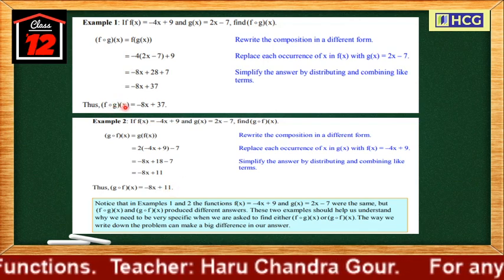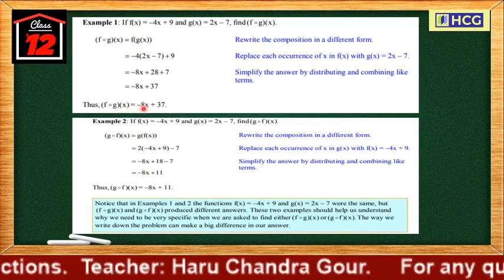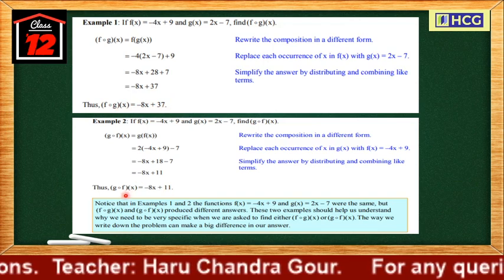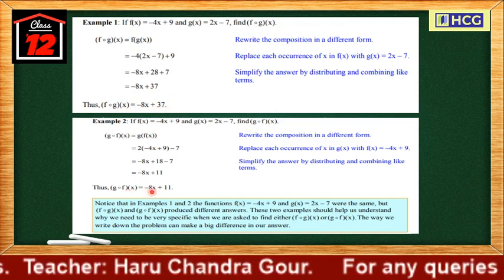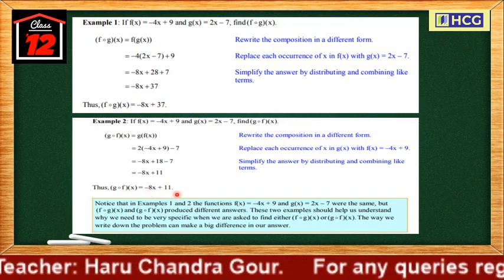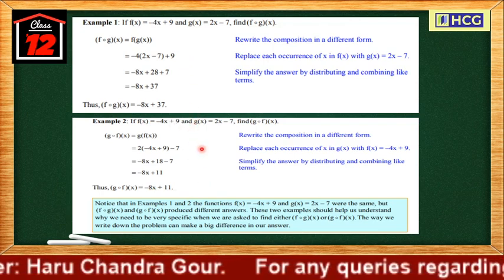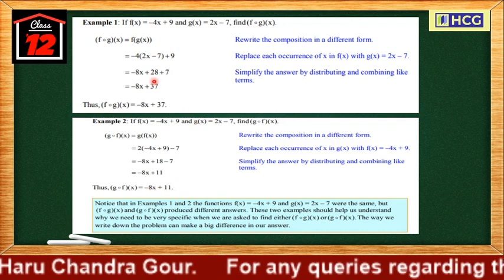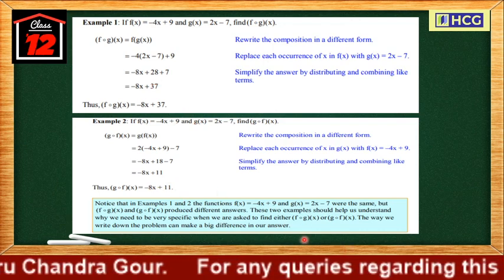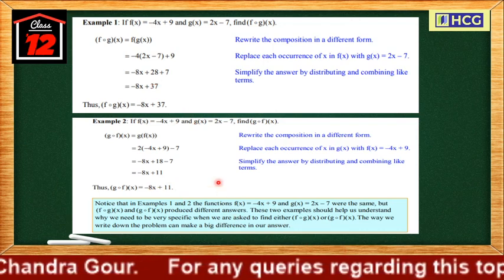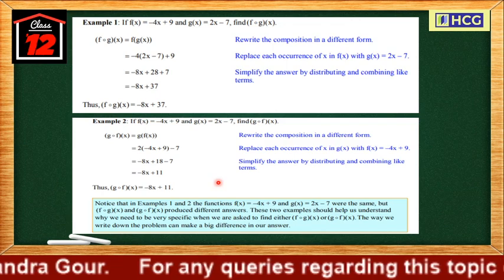See that f compose g of x is equal to minus 8x plus 37, and g compose f of x is equal to minus 8x plus 11. So we see that from example 1 and example 2, the composition of functions is not commutative. f compose g is not equal to g compose f.